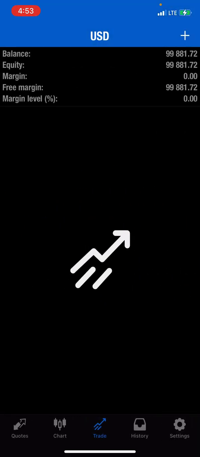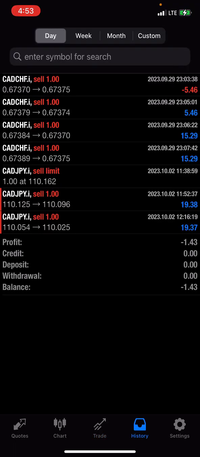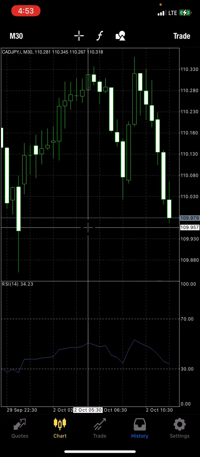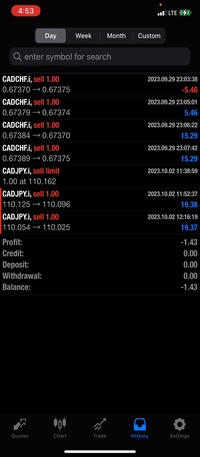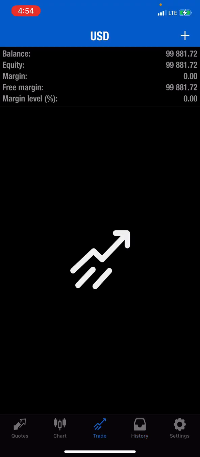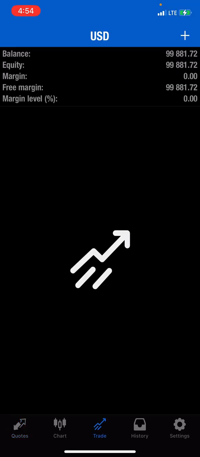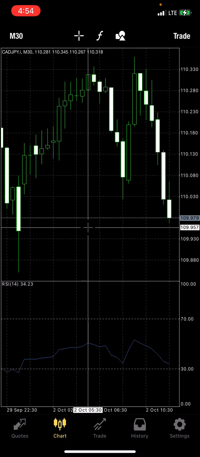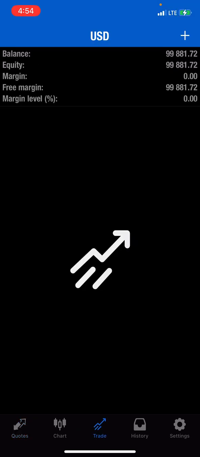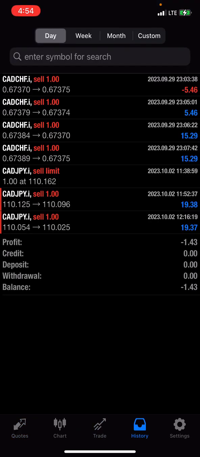Am I out my trade? Oh, am I out? Did it hit my stop loss? I think it hit my stop loss. Yeah, I'm out the trade. It hit my stop loss. So there y'all go. Y'all can see where it's at right there. My history, another $19. So that's what I made.